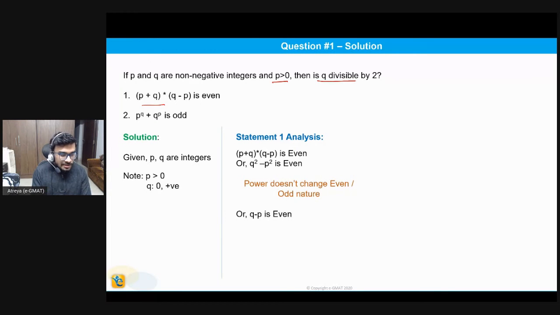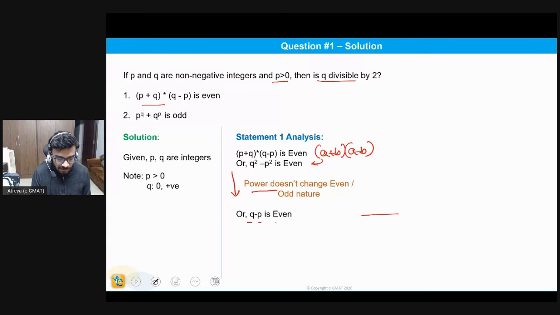In the first statement, it's given that (P plus Q) times (Q minus P) is even. So this can be treated as (A plus P) times (A minus P), and we know that gives us A square minus P square. So I've written that same. So Q square minus P square is even. And we have already known that power does not change the even odd property. So one step down, what we can write is Q minus P is even.